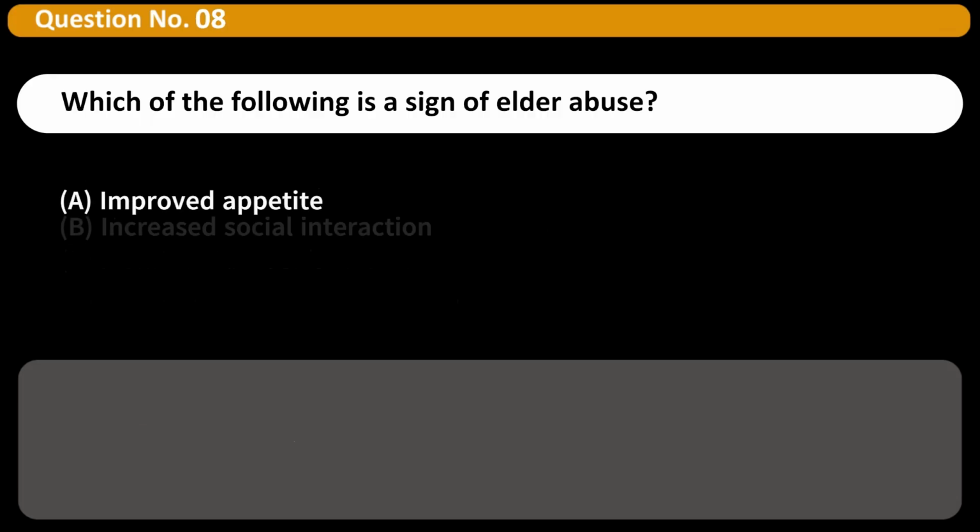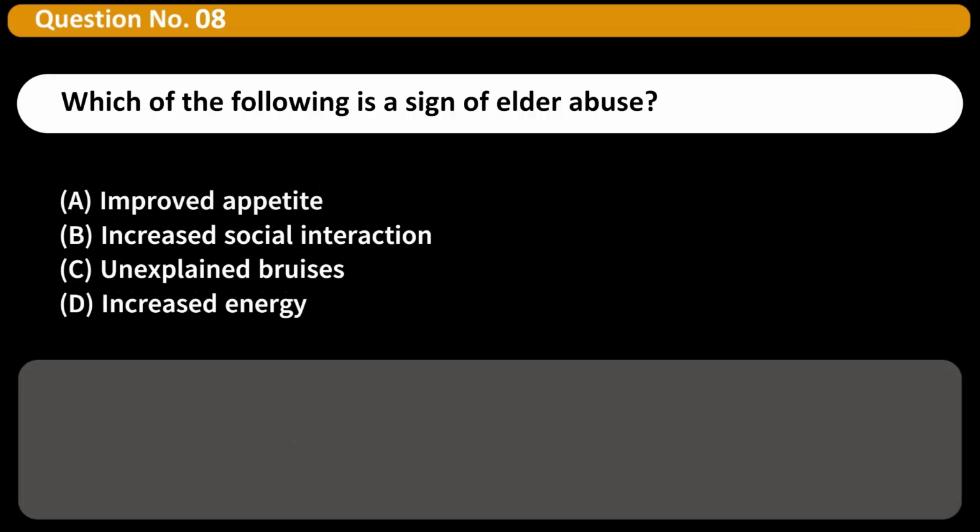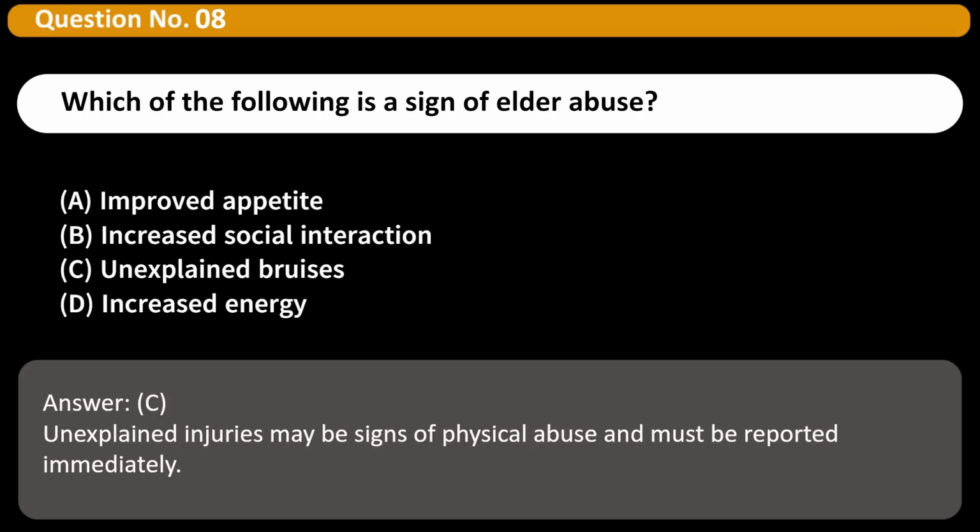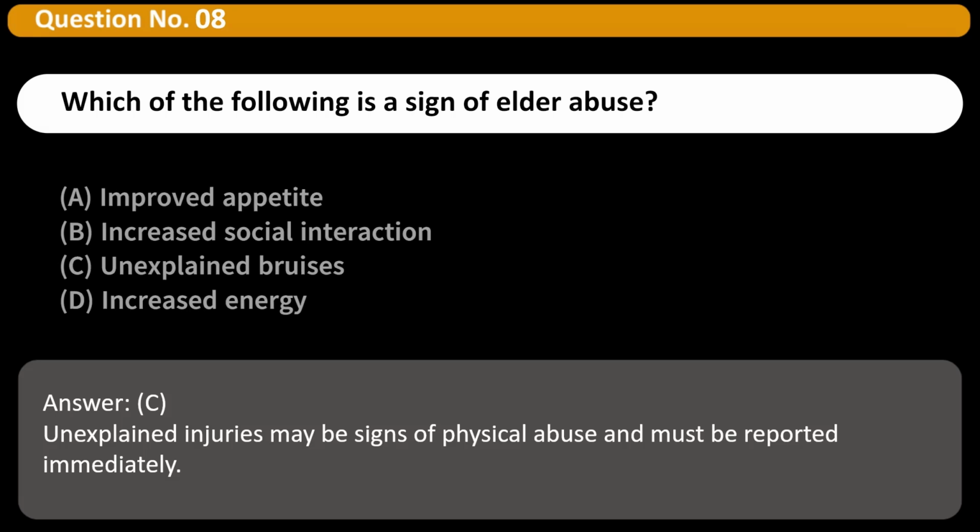Which of the following is a sign of elder abuse? A. Improved appetite. B. Increased social interaction. C. Unexplained bruises. D. Increased energy. Answer: C. Unexplained injuries may be signs of physical abuse and must be reported immediately.